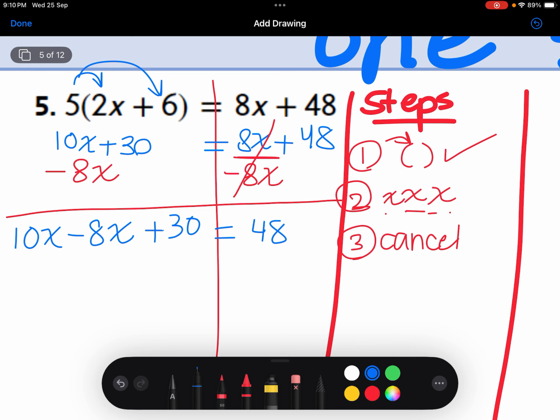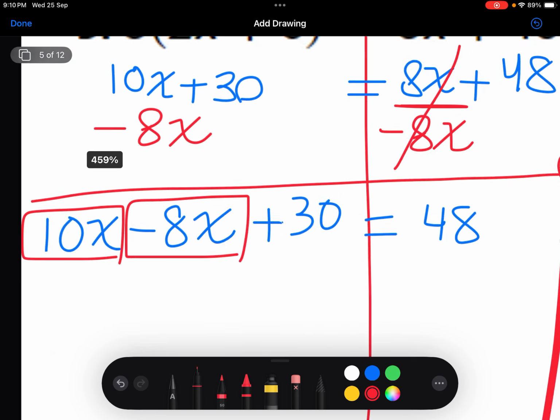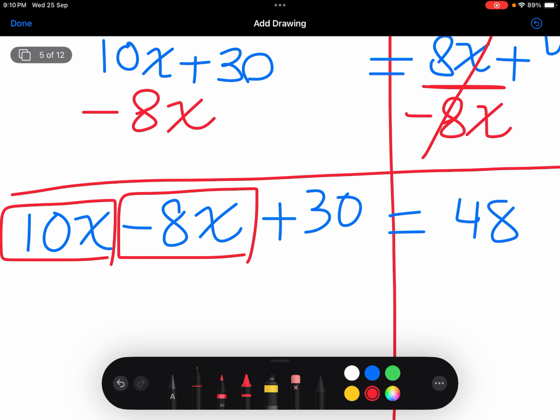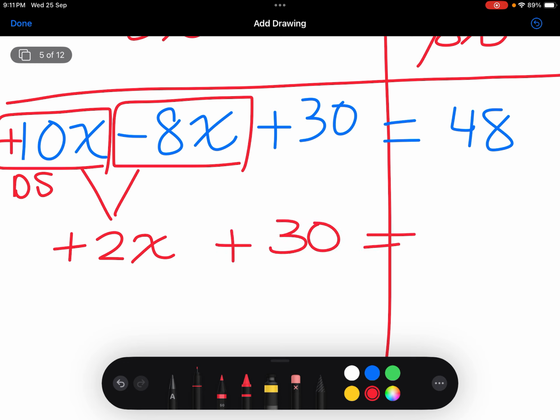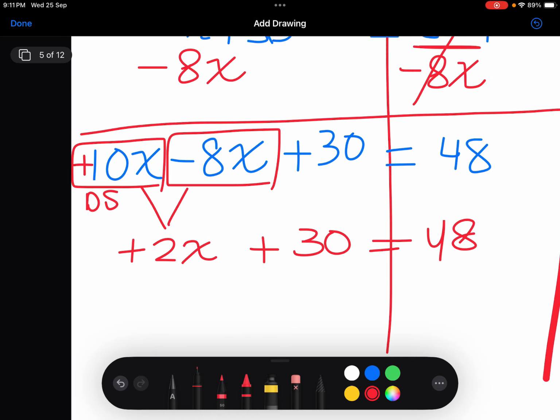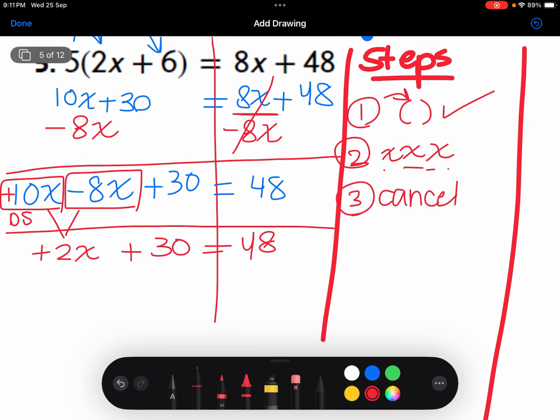Okay? Now, once they are on the same side, I can go ahead and combine them. The 8x is negative, the 10x is positive. Different signs, subtract. 10 minus 8 is 2x. I'll take the sign with the greater absolute value, which is positive. Write the rest of the numbers. Now, finally, I don't have multiple variables, so I'm done with this step.